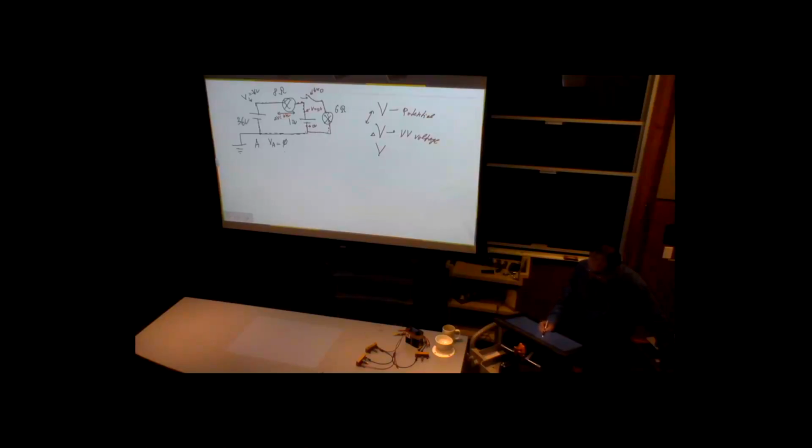So the voltage across the open switch right here, what is it? It should be equal to the difference between 12 and 0. Delta V here is 12 volts. That's it. That's how it works. Any questions?